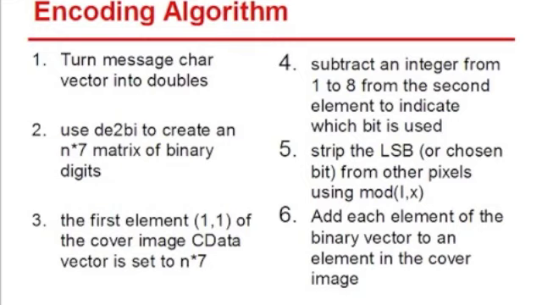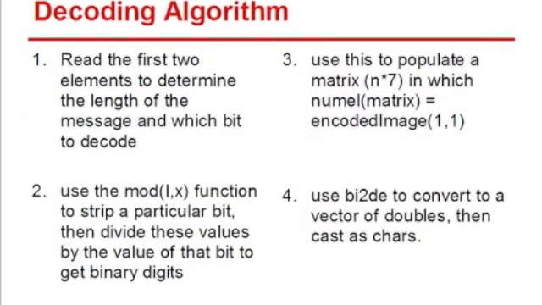The first element of the cover image CData is set to n times 7. Now you subtract an integer from 1 to 8 from the second element to indicate which bit is used. Then strip your chosen bit from the other pixels using the modulus function and add each element of the binary vector to an element in the cover image.